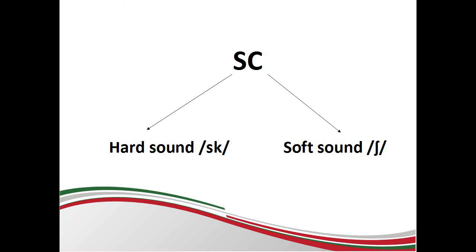The consonants S before C also change sound when they're followed by different vowels. It might have a hard sound like sk and a soft sound like sh. If the consonant SC is used before vowels like A, O, U, the consonants get a hard sound and are spelled sk.